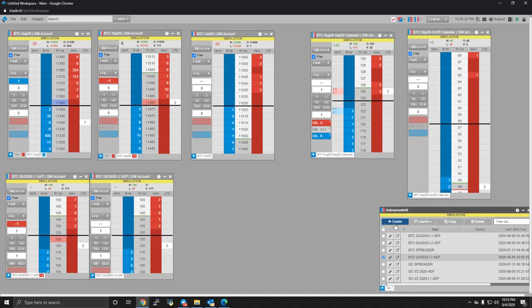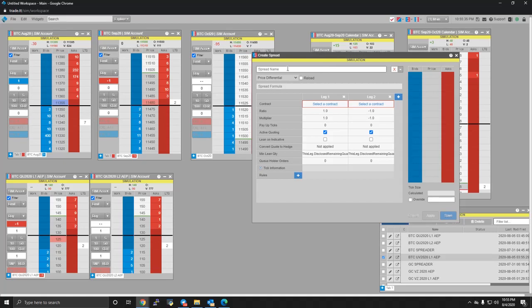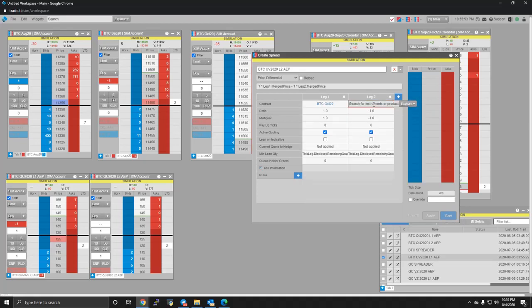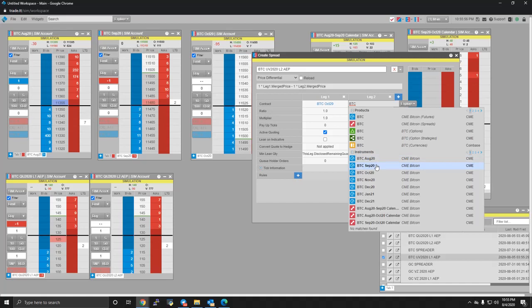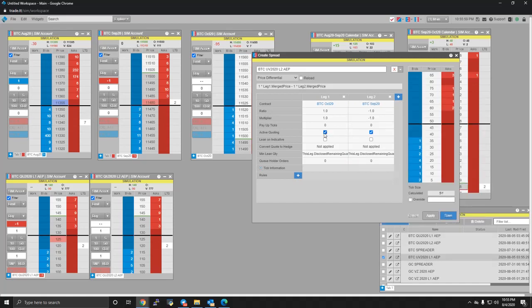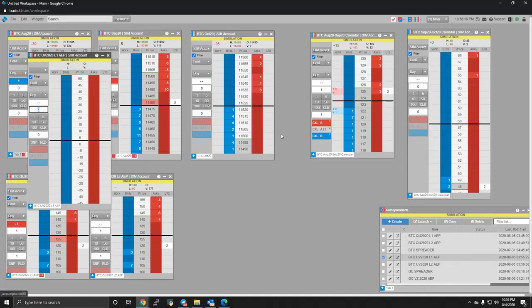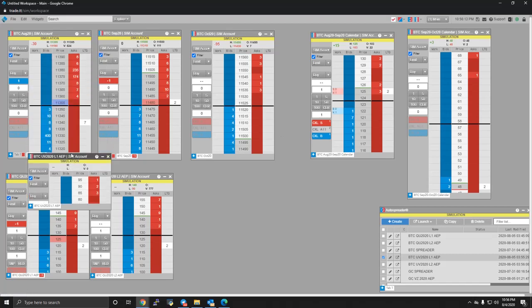There it populates. Now I'm going to create another one for our leg 2 execution, BTC SEP OC 2020 leg 2 AEP, and again this leg 1 will be the OC contract October, and this will be the SEP contract as it's priced inversely. We're going to actively quote in September, and we're going to hedge in October. And now I'm going to save this, and I will launch the AEP onto my trading screen.